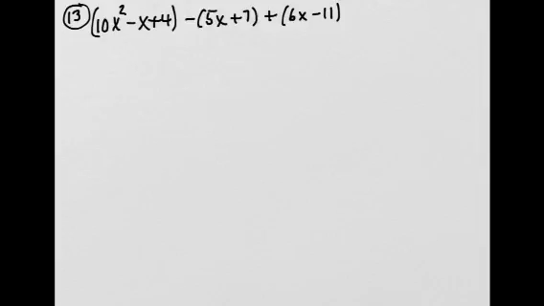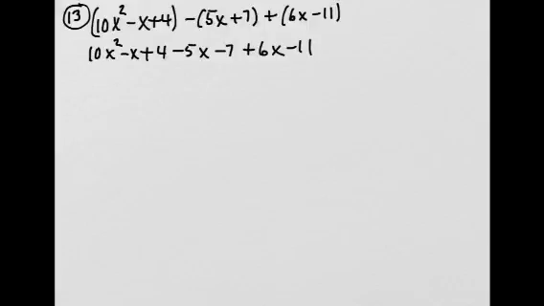Okay, so for number 13, I'm going to change the signs of this polynomial because of that negative, but this polynomial is going to stay the same because this is a plus, just like this one. So let me bring them down, get rid of the parentheses. So 10x squared minus x plus 4 minus 5x minus 7 plus 6x minus 11.